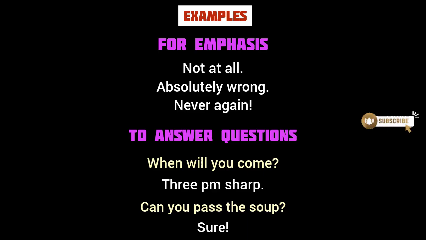And then in spoken English, we also use minor sentences to answer questions in brief. For example, if the question is, "When will you come?" I may answer with a minor sentence, 3 p.m. sharp. Instead of a full sentence, "I will come at 3 p.m. sharp," I may use a sentence fragment or a minor sentence, 3 p.m. sharp in spoken English. Similarly, the question, "Can you pass the soup?" can be answered with a single word minor sentence, "Sure."